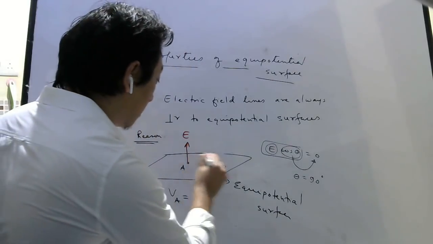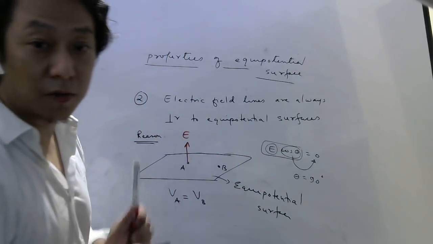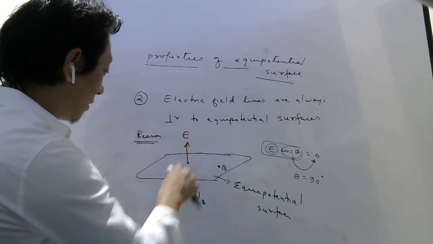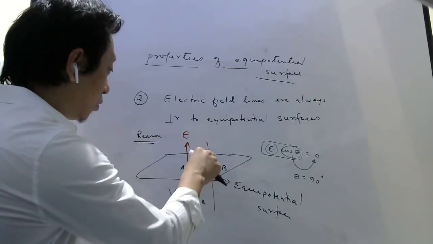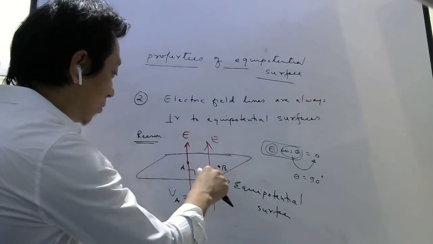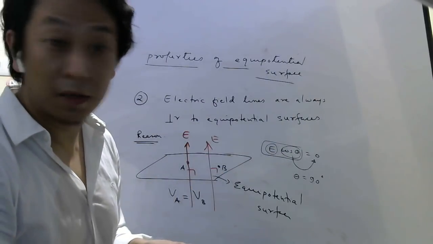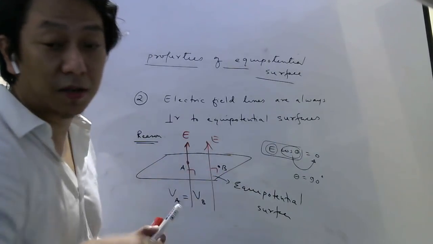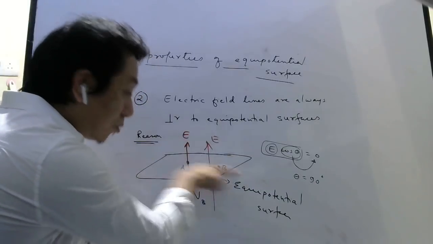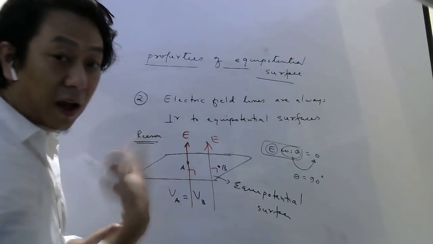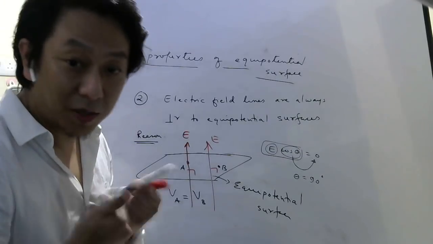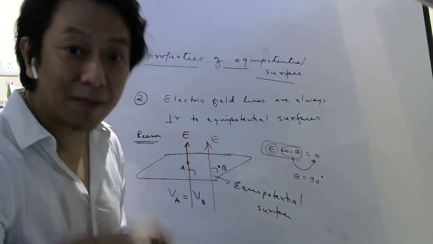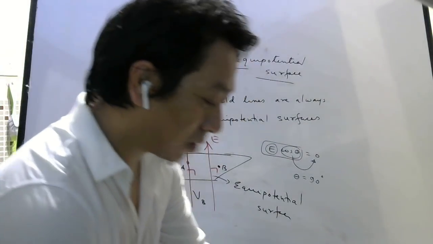Okay. So this is one very nice reason for understanding why electric field lines should be perpendicular to the equipotential surface. If it is not perpendicular, then there will be a component parallel to the surface. And if there is a component parallel to the surface, then one point will be at higher potential than the other point. But I know it is an equipotential surface, so every point should be at the same potential. Okay. So I hope you understood this.